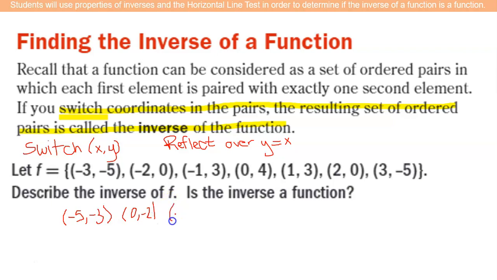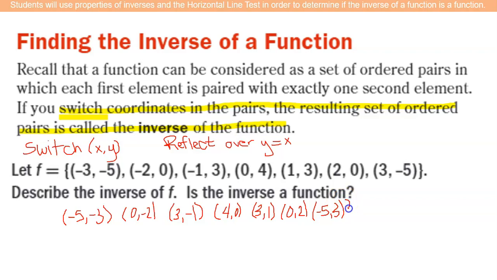Then our third ordered pair would be 3, -1. Then our fourth ordered pair would be 4, 0. So all I'm doing is taking each single ordered pair and rewriting it so the y is the x coordinate. So then we have the ordered pair 3, 1. And then we have the ordered pair 0, 2. And then we have the ordered pair -5, 3. So that's my set of ordered pairs.